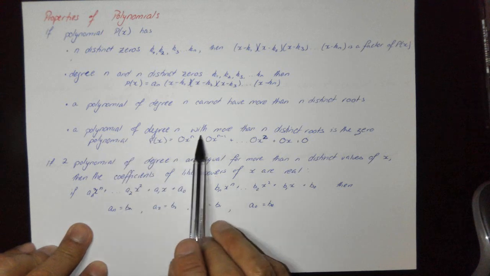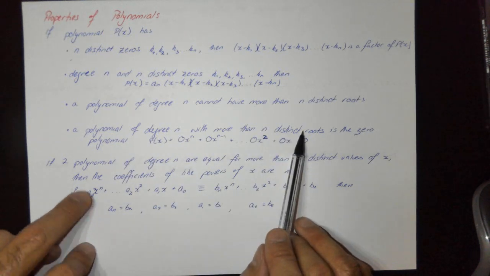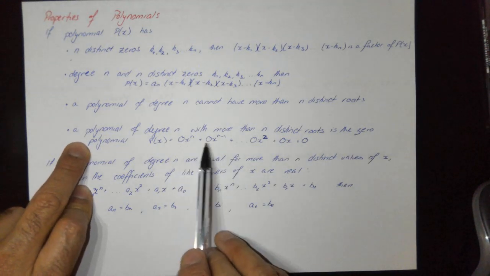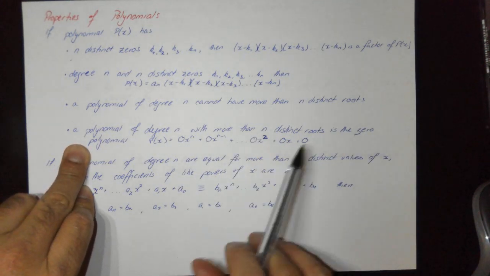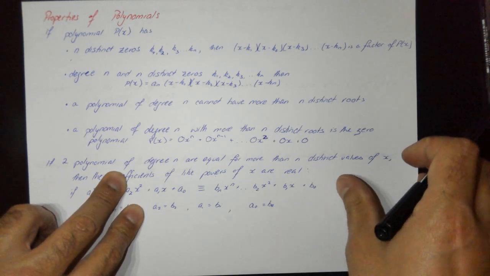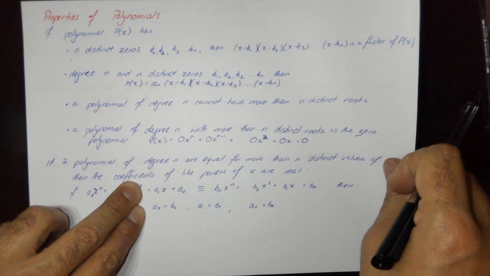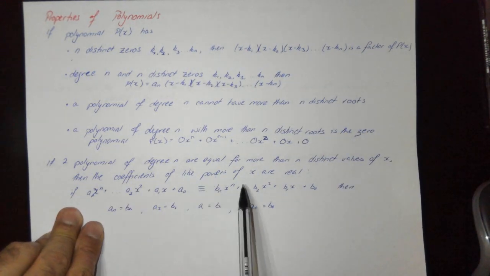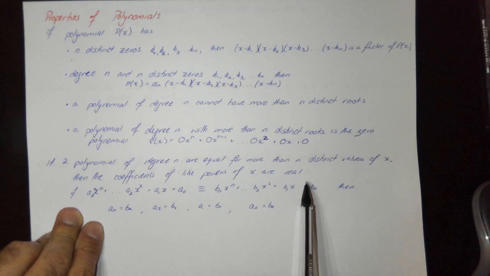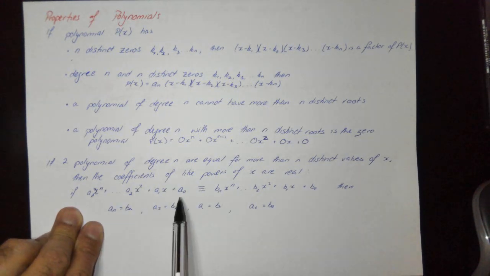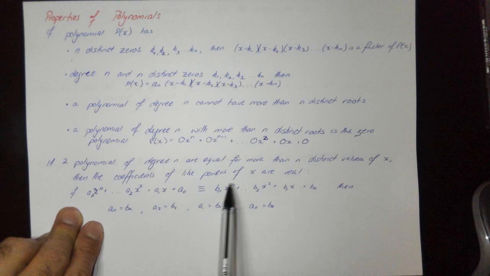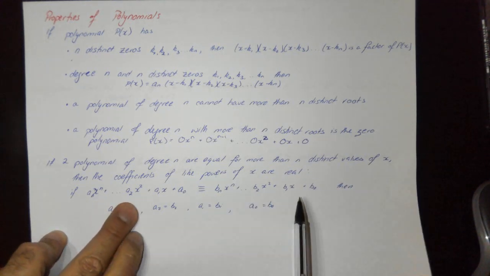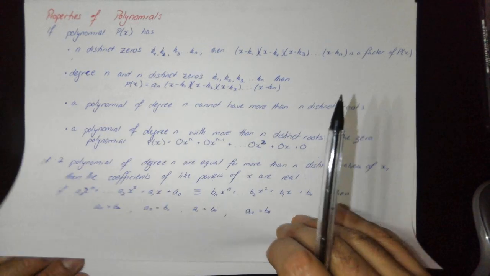A polynomial of degree n with more than n distinct roots: the only time that's possible is when I have the zero polynomial, 0x to the n, plus 0x to the n minus 1, plus 0x squared, plus 0x, plus 0. Now, if two polynomials of degree n are equal for more than n distinct roots, then the coefficients of the like powers are also equal, okay? So if I have a polynomial that's congruent to another polynomial, then these terms are also equal. I've got an example to show you about that.